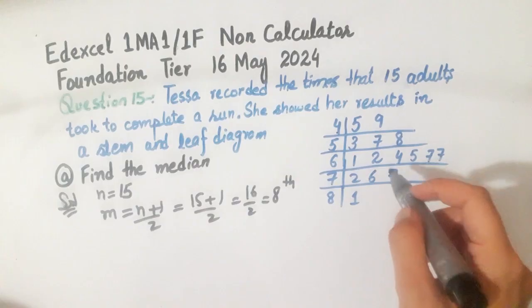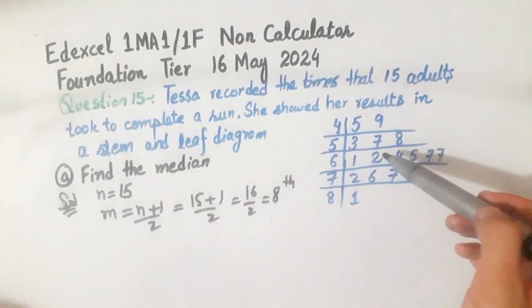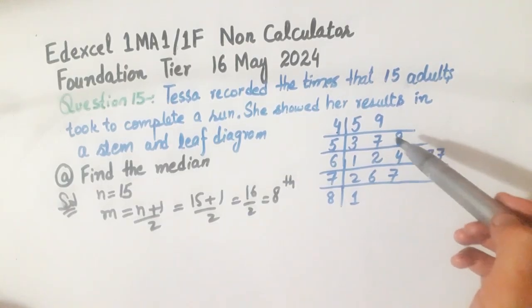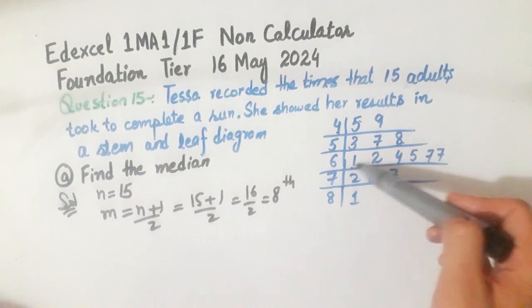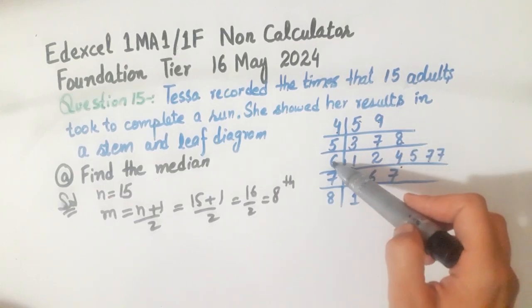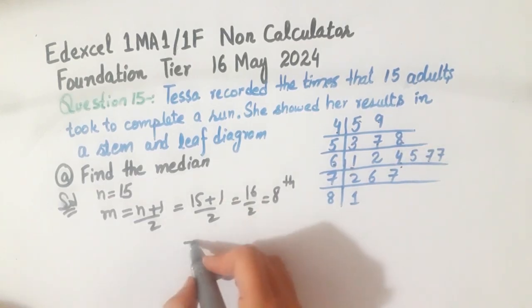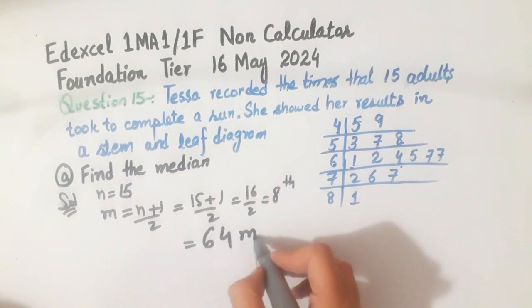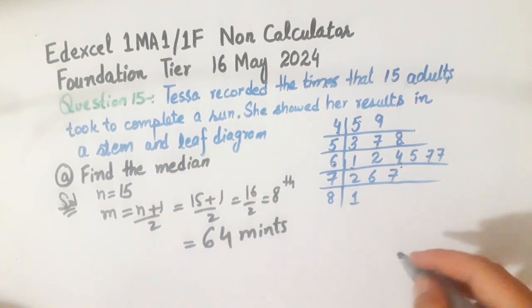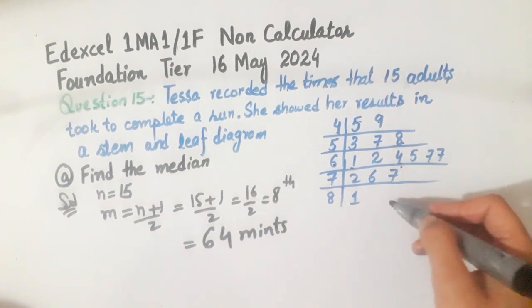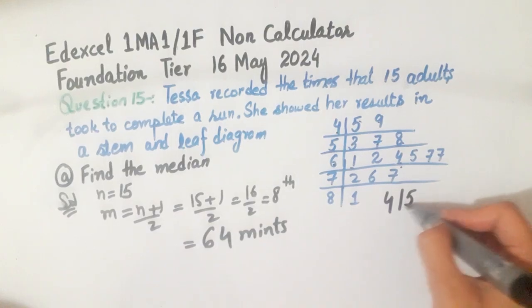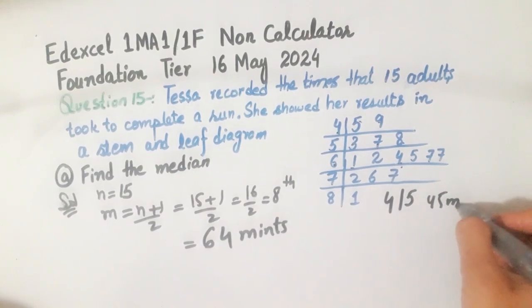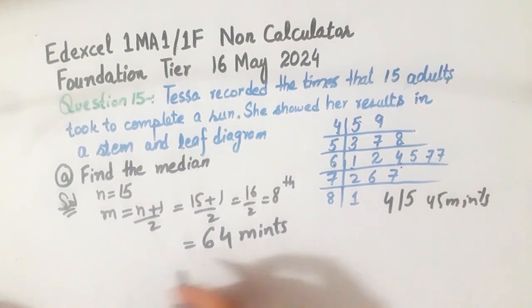So what will be the 8th term? Counting 1, 2, 3, 4, 5, 6, 7, 8, we write this 6 and 4. It means 64 minutes, because I already told at the start of the question that 4 and 5 means 45 minutes. This is given in the question.